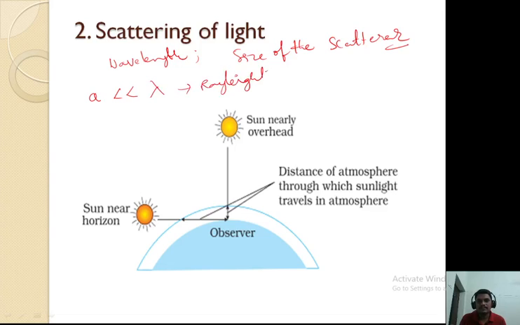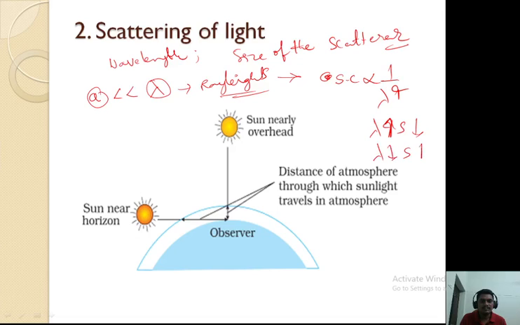What it means is, when the size of the particle is very small compared to the wavelength of light, Rayleigh scattering takes place, meaning shorter wavelengths suffer more scattering. You can see from this expression that the amount of scattering is inversely proportional to the fourth power of lambda. When lambda is large, scattering is small. When lambda is small, scattering is more. So shorter wavelengths suffer more scattering. That is applicable when the size of the scatterer is very much smaller than lambda.